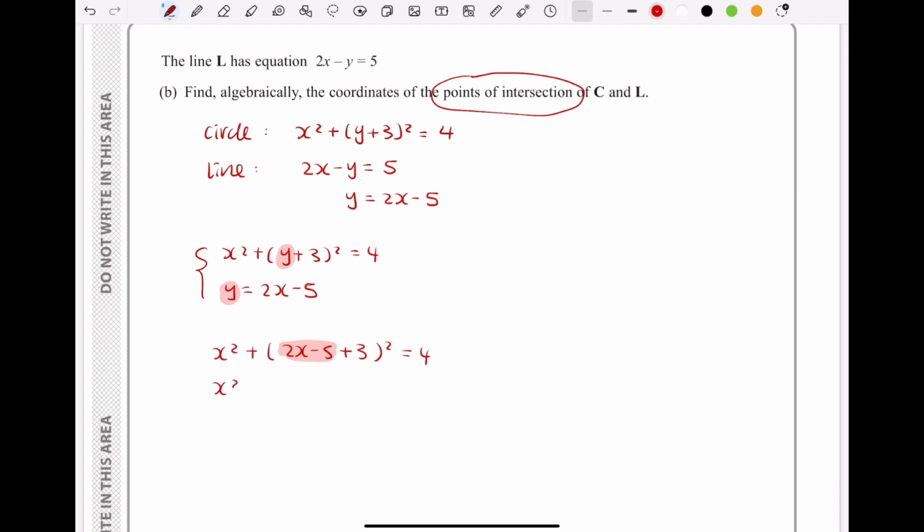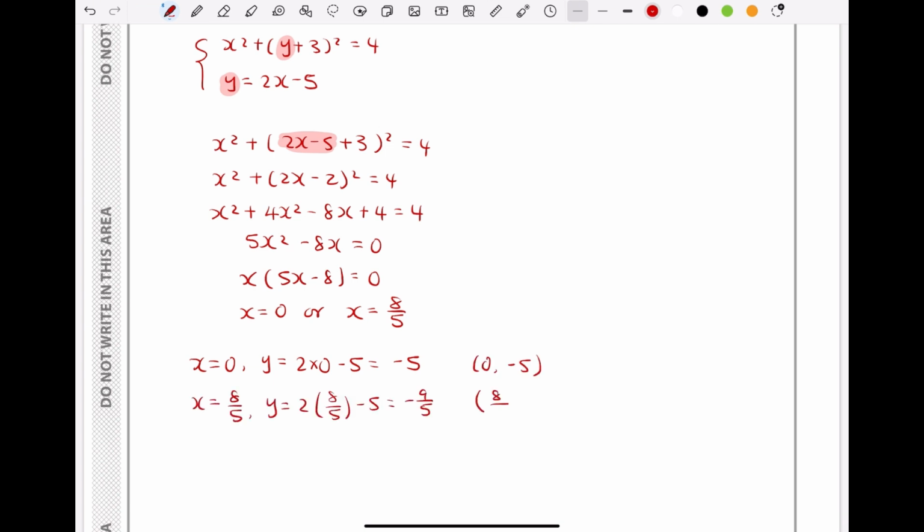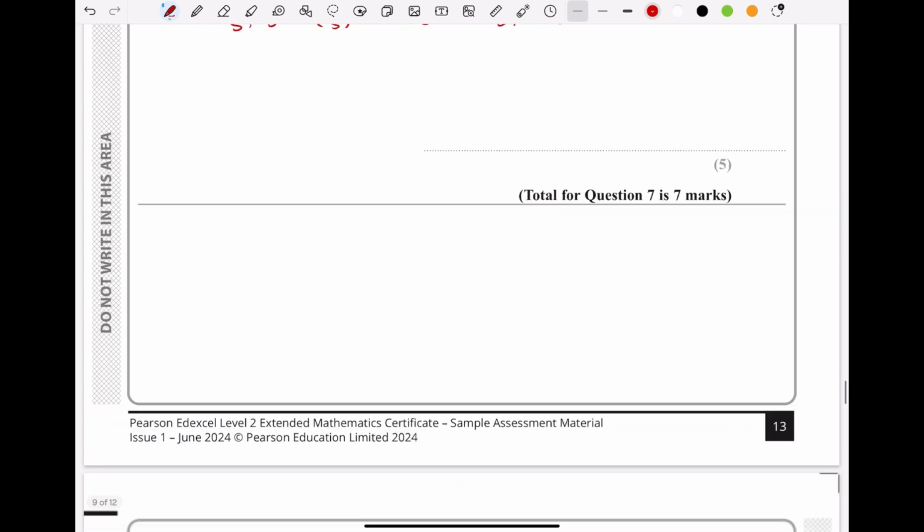We will have x² + (2x - 2)² = 4. Expanding the brackets and collecting the like terms, we will have the equation 5x² - 8x = 0. Now we can factorize out x, and we know x could be 0 or 8/5. If x is 0, by substituting this value back into the second straight line equation, y = 2x - 5, we find y is going to be -5. If x is 8/5, then y is going to be -9/5. So for this question, we have two intersections. Okay, now moving on to question 8.